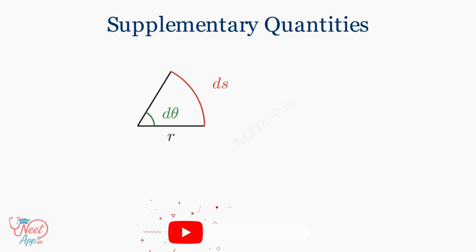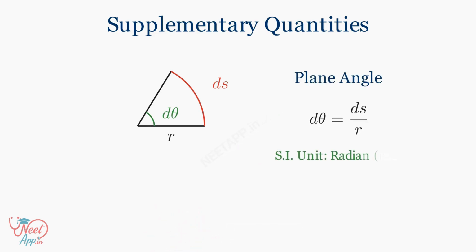First, we have the plane angle, represented by dθ. Imagine a circle. The plane angle is simply the ratio of the arc length ds to the radius r. So dθ equals ds over r. Its SI unit is the radian.